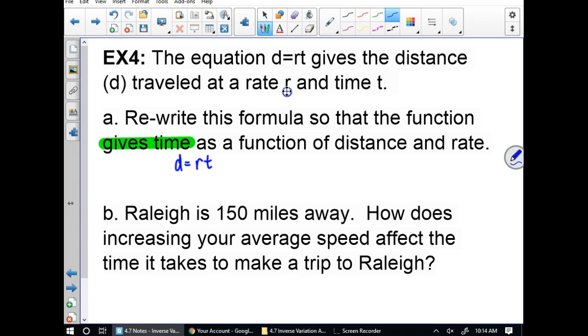What would I do to solve that for t, to get the t by itself? Not quite. We do need to get rid of the r, but what's happening between the r and t? We're going to divide because those are multiplied. So we're going to divide by r, and so that will give us t equals d over r.